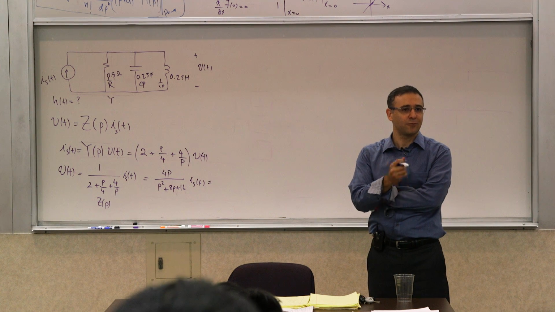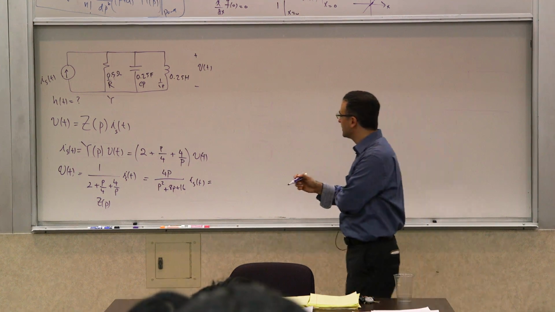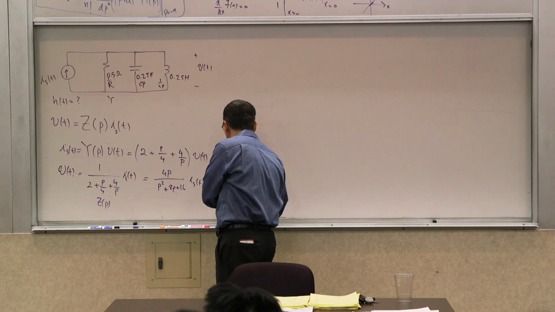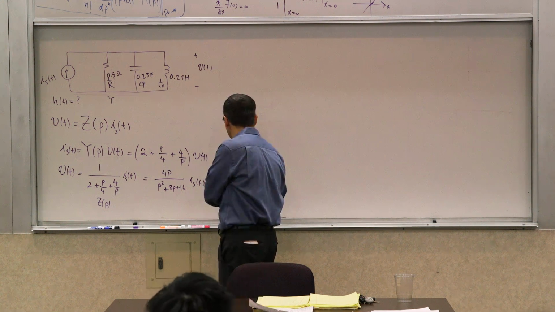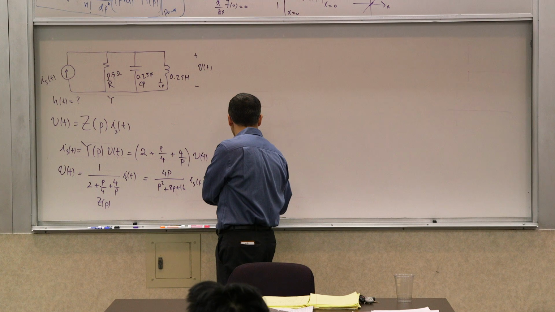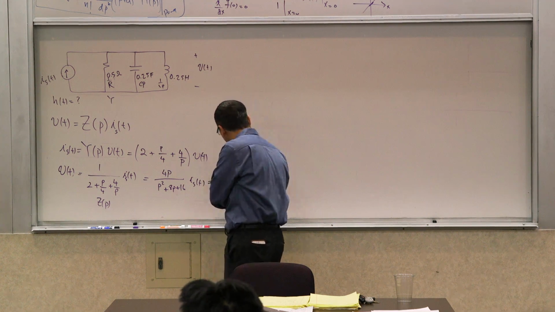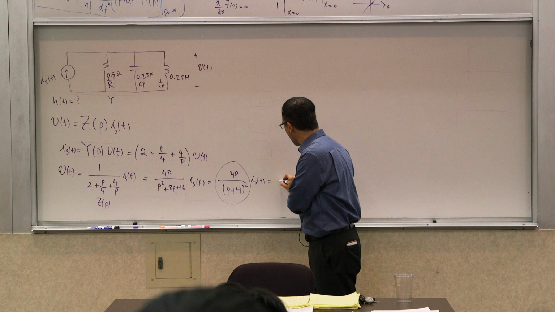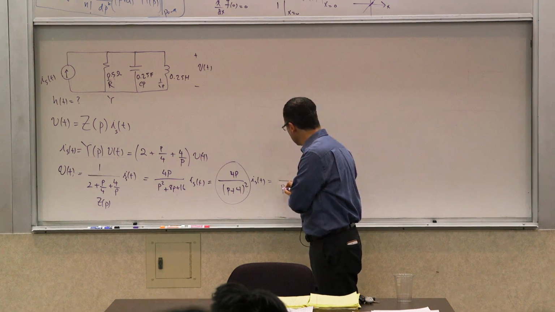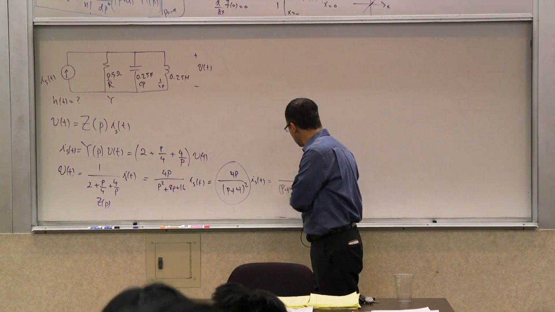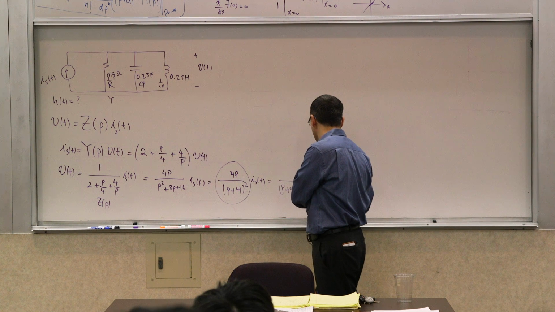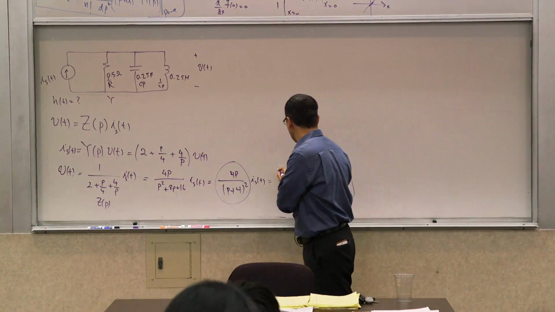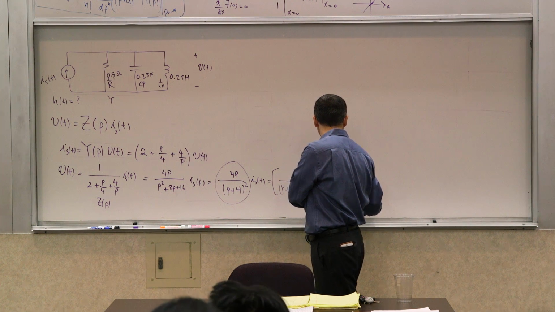Negative 4 and negative 4 and negative 4, right? So the denominator can be factored as p plus 4 squared, and the numerator is 4p, operating on delta of t. So now I'm doing a partial fraction expansion on this one. I have to write it as something over p plus 4 squared plus or minus something over p plus 4, both of them operating on delta of t.